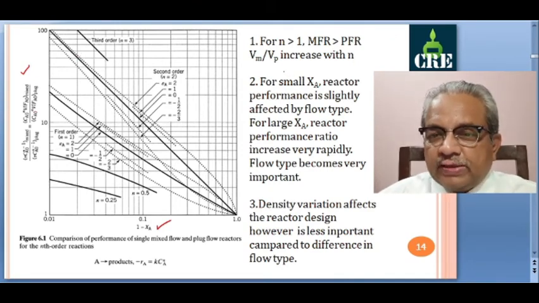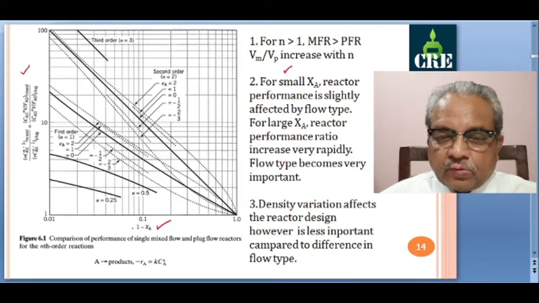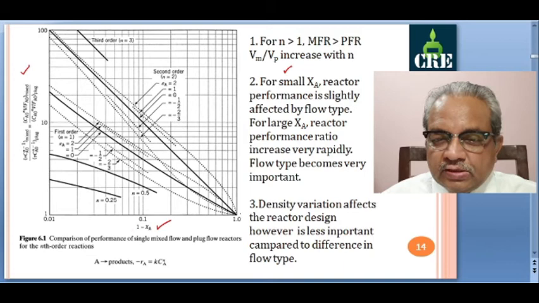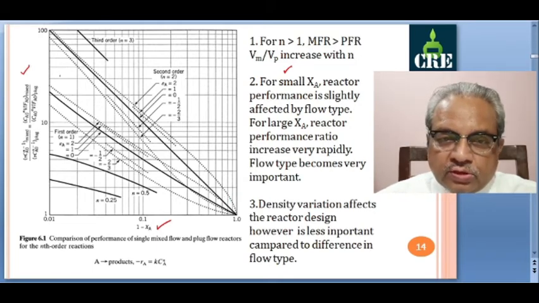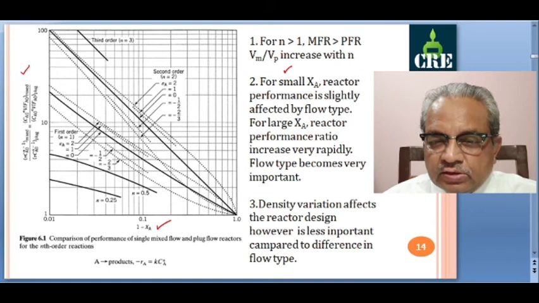For small Xa, where 1 minus Xa is a higher value, this is the region of small Xa. Here you can see the variation is very small as compared to this region. Here you can see the variation is very large, and here the variation is small.